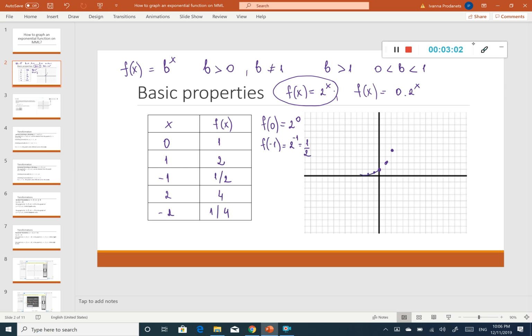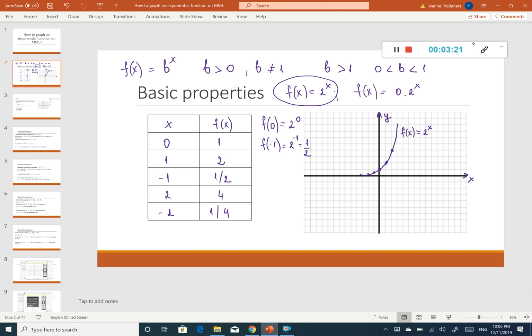So connecting these dots produces this function that we call the exponential function. This is the graph of the exponential function f of x is equal to 2 to power x. The y-axis and x-axis are in here.